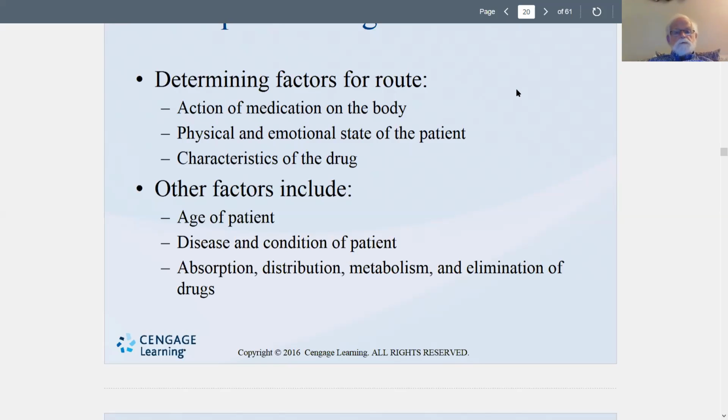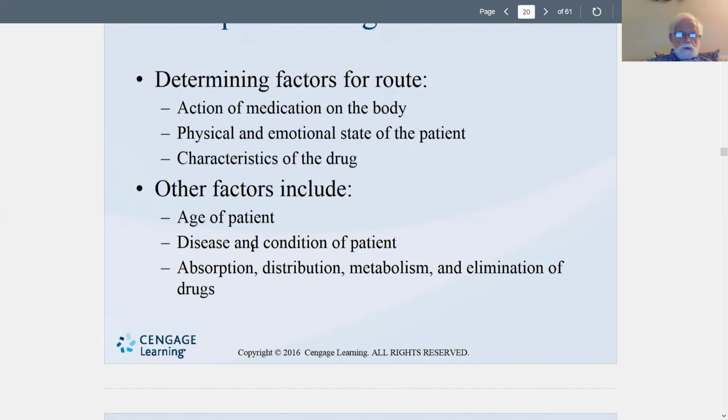Age of the patient. Some people and their disease condition also will predict what route of administration you're going to give. If someone is, for instance, unable to take anything by mouth, we're not going to give them drugs by mouth. We're going to find another route. Many drugs can be delivered by multiple different means, including injection, topical, or oral.